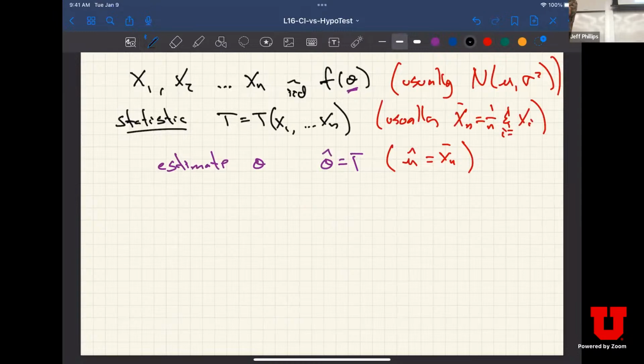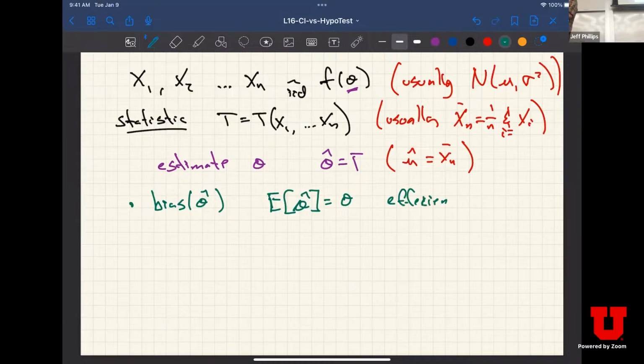There are 3 ways we could approach this. One is we could look at the bias of this estimator. If this is unbiased, then it means that the expected value of this is equal to the true value. And then we would say it's efficient if the variance of this is small.